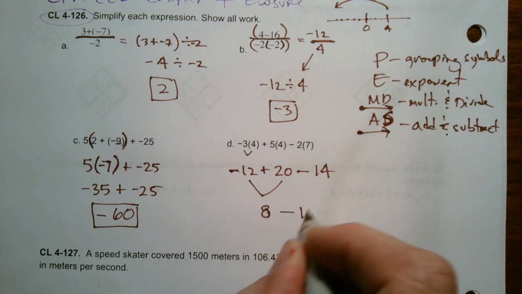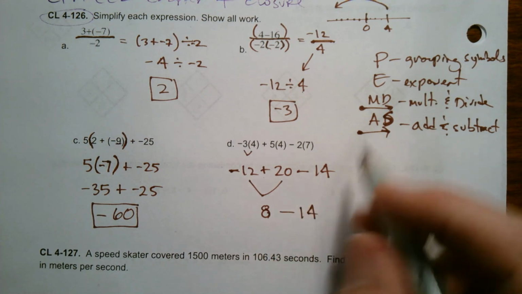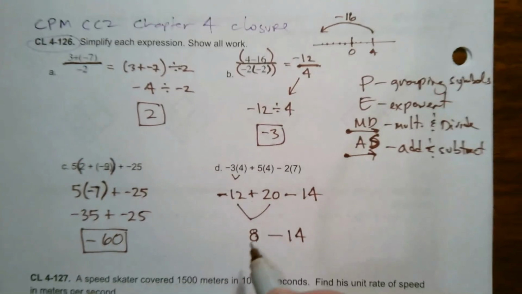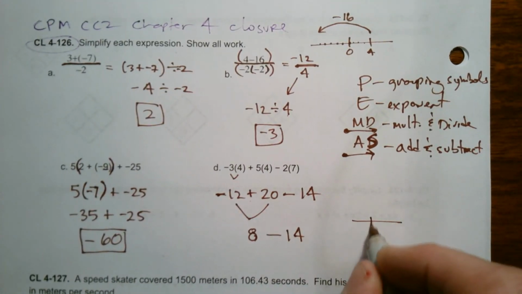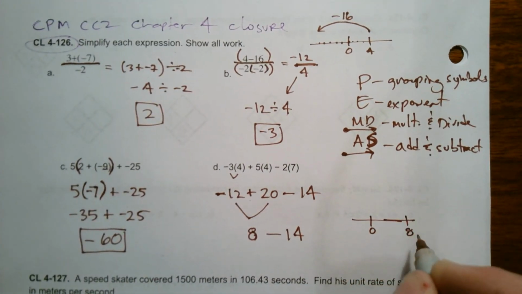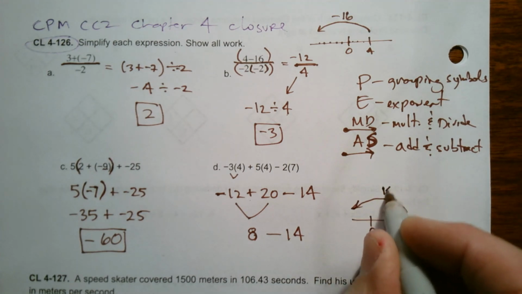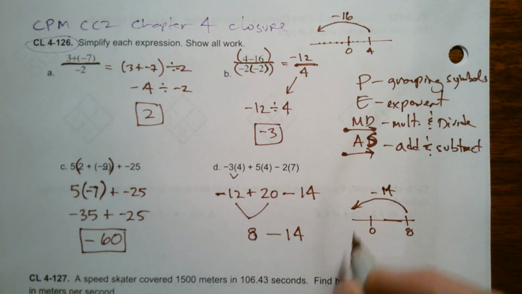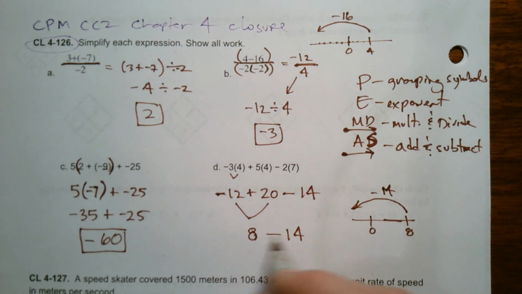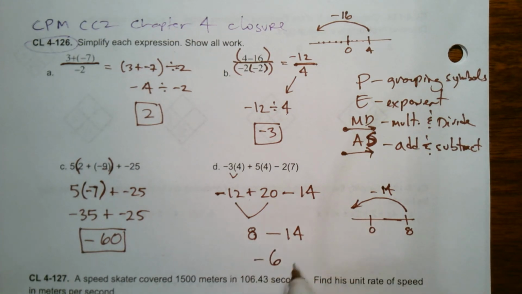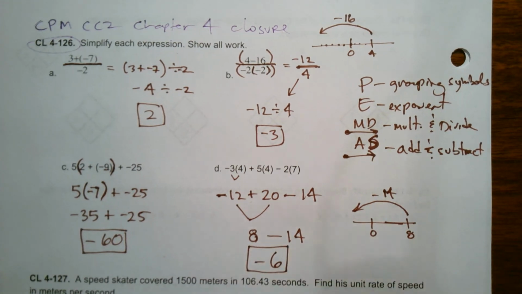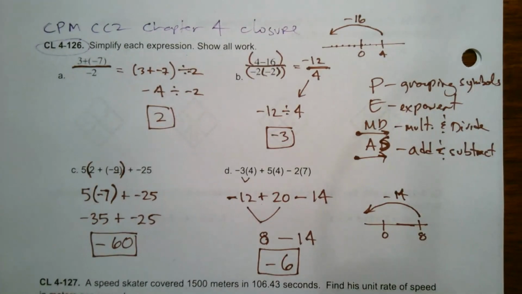So now I have a positive 8 minus 14. One more of these situations where I'm taking a small number minus a bigger one. If I'm on the number line at 8 and I'm subtracting 14, it's going to end up going over 0 into the negatives. So what I do is just subtract the numbers: 14 minus 8 is 6, but it's going to be in the negative zone. So it's negative 6. There you go.